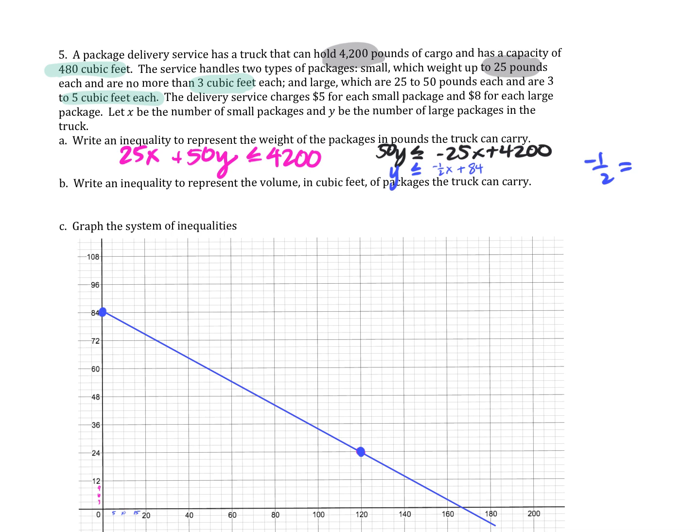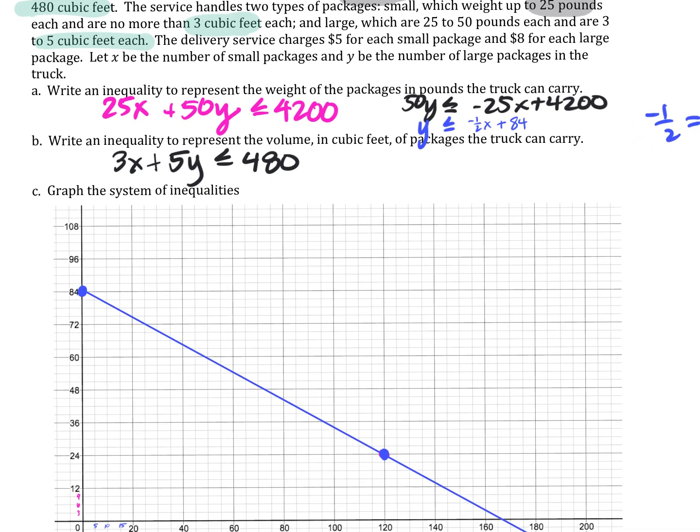5y is less than or equal to negative 3x plus 480. So you're saying 3x and my 5y, because you're saying 3 cubic feet for each small box, 5 cubic feet for each big box is going to be what compared to 480? Less than or equal to 480. Beautiful. Then, you guys, like you said, we got to go get y by itself.